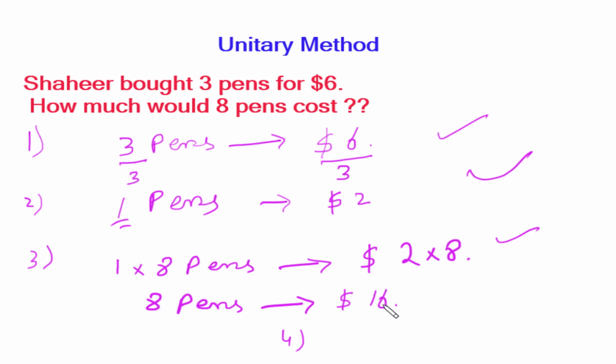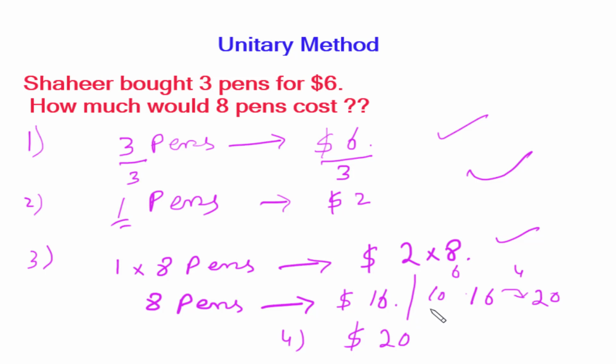Like if this is 16, if they ask us to round it to the nearest 10, so tell me, this 16 is close to 10 or 20, which one? Here the difference is 4 and here the difference is 6, so it is closer to this one. So the nearest 10 will be $20. So this isn't mandatory, but sometimes they can ask us, so we have to keep this in mind.